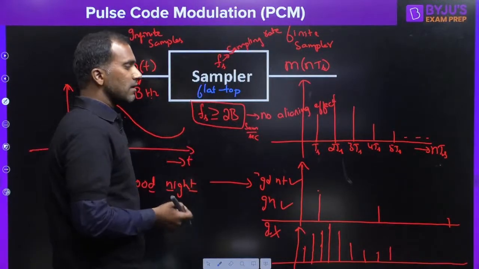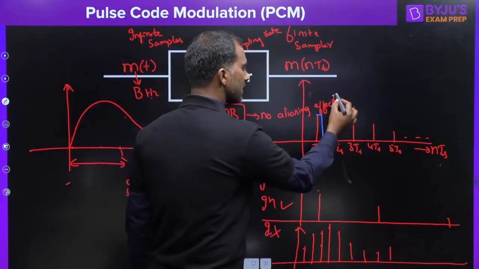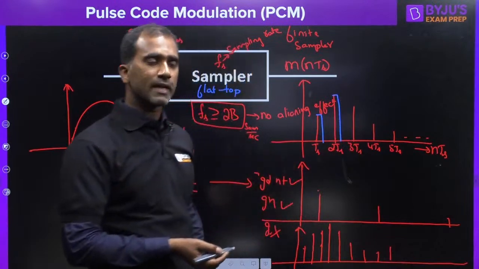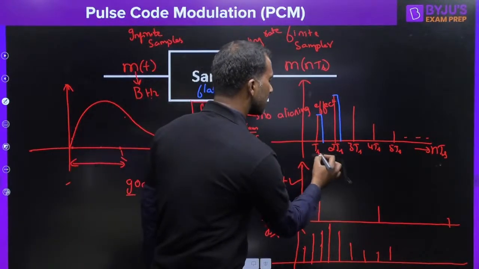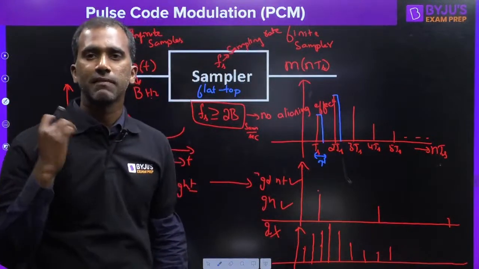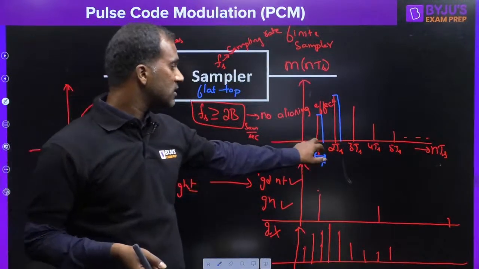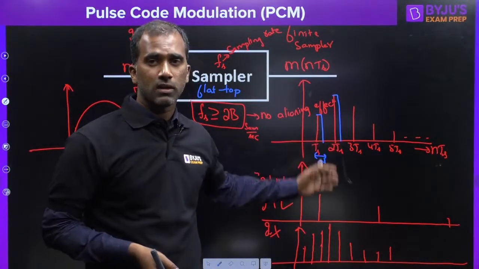In flat top sampling, instead of impulses, we use rectangular pulses like this. When you use rectangular pulses like this, whatever the width of the rectangular pulses, let me say the width is tau, that width is also very, very important. Too much bigger width is not healthy.